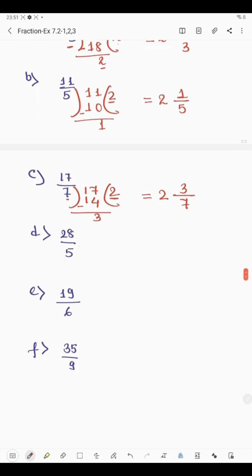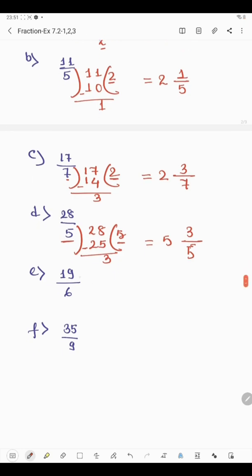Now in the D part we have 28 by 5. So again we will divide 28 by 5. So 5 5s are 25, 5 6s are 30. So 30 we cannot take, so 5 5s are 25. So 28 minus 25 is 3. Now we will write this quotient at first. Then denominator, which is the divisor here, will remain same, which is 5, and remainder we will write in the numerator. So it's 5 3 by 5. Now in E part we have 19 by 6. So let us divide 19 by 6.